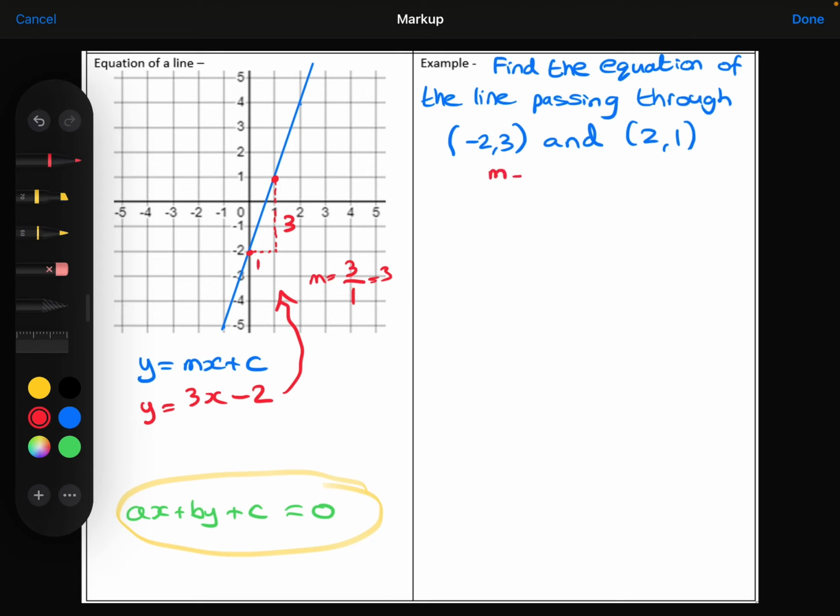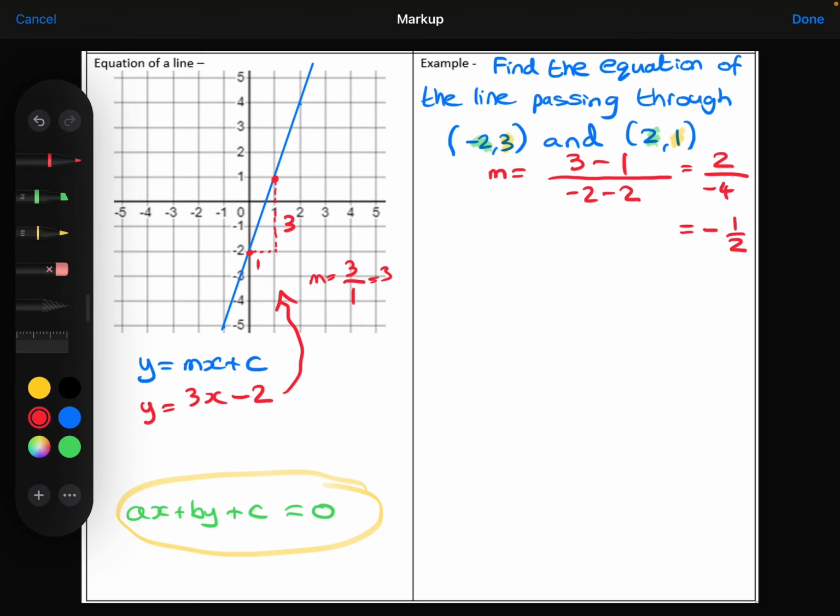I'm going to start by working out the gradient of this line. So I'm going to do the change in the y coordinates, so 3 minus 1, divided by the change in the x coordinates, so minus 2, minus 2. So 3 minus 1 is 2. Minus 2 is minus 4. And the 2 divided by minus 4 is the same thing as minus 1/2.